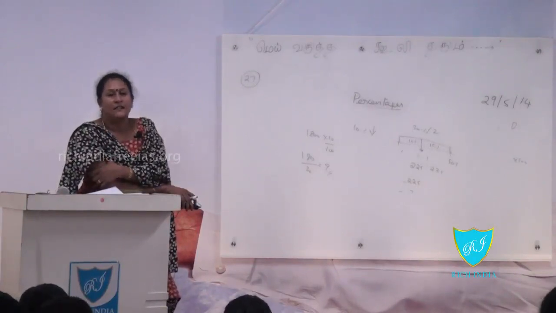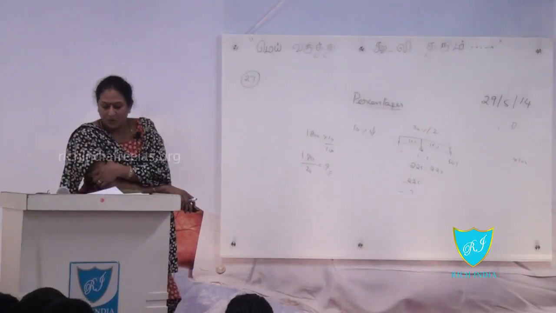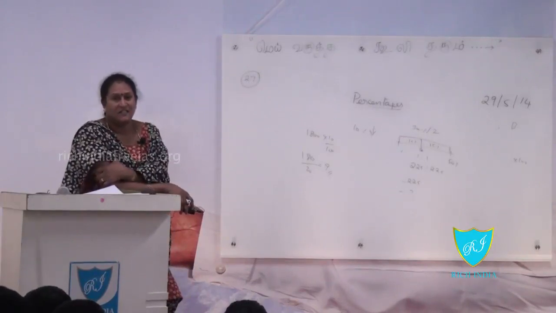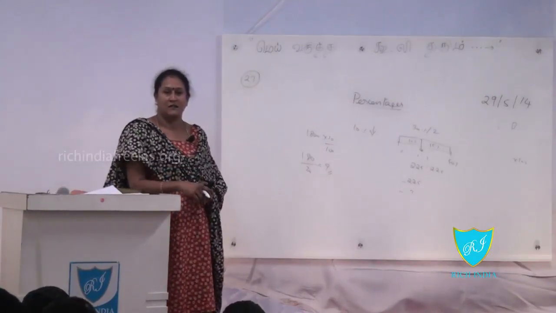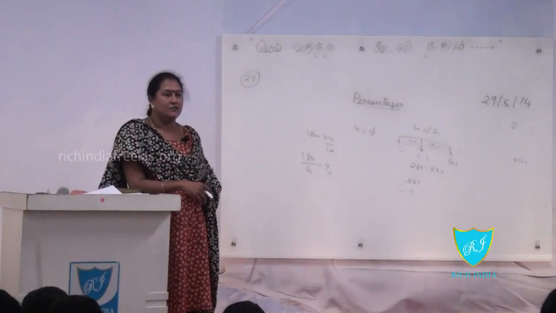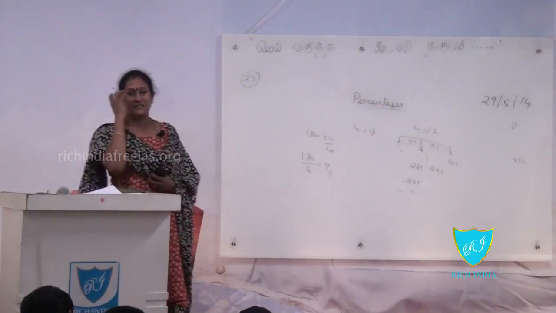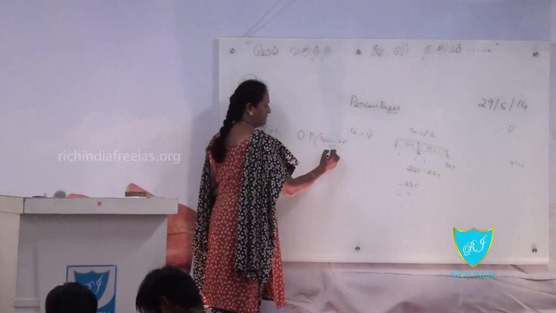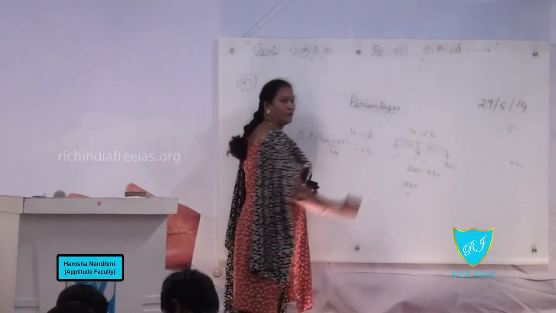And for the 38th question, we are asked the original price, not the reduced price. Understood? The 37th question. So in the 38th question, the reduction is 25% and the reduced price is 12.